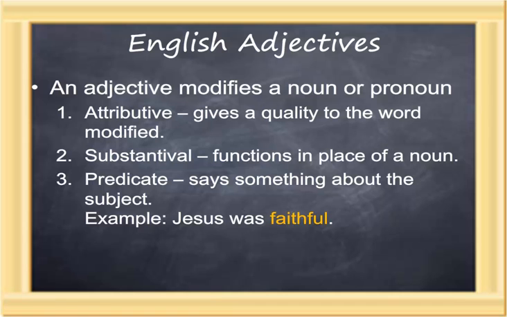The third way in which an adjective can function in English is as a predicate, where it says something about the subject of the sentence, and intervening is a stative verb, such as a form of I am, eimi. For example, Jesus was faithful. Was is a form of the verb to be, so faithful is a predicate adjective. It's in the same case, gender, and number as the subject.